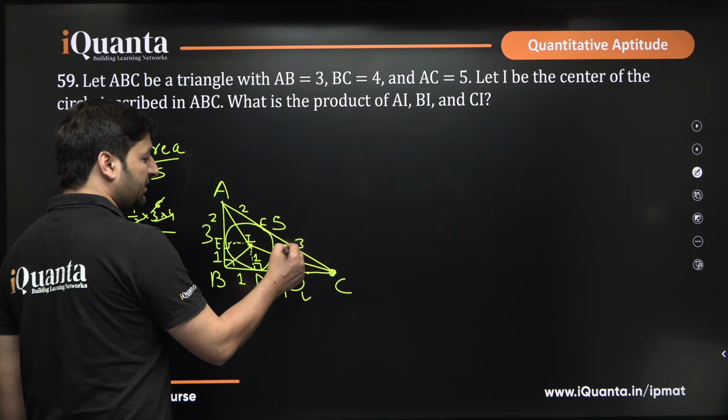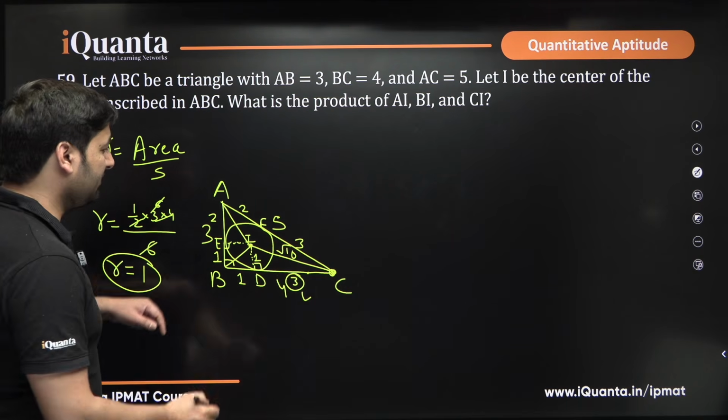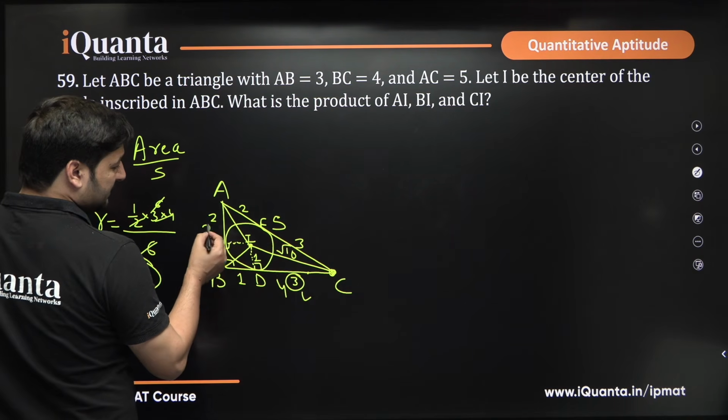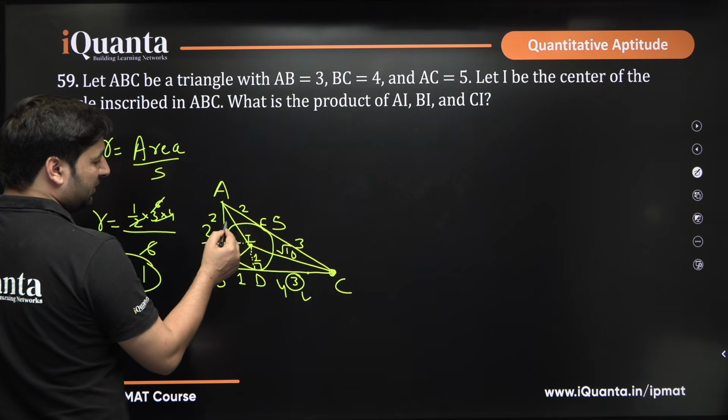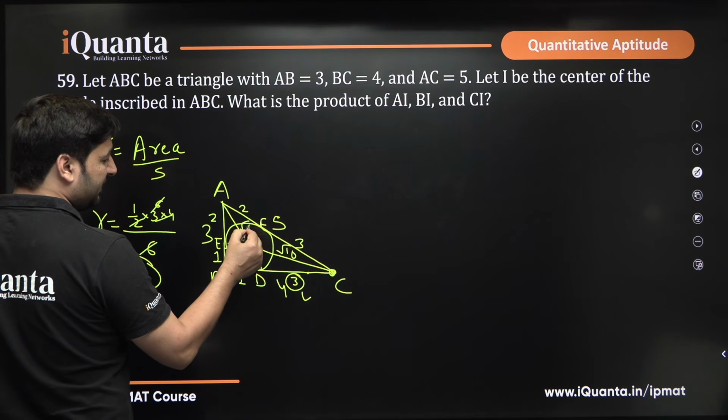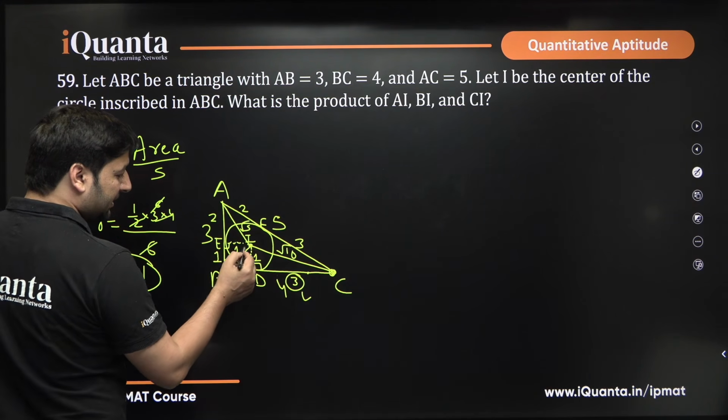So this will be root 10, right? Over here, what do you see? This is 2, right? This is 1. So this AI will be what? Under root of 2 square plus 1 square, that means root 5. And finally, here you need BI.